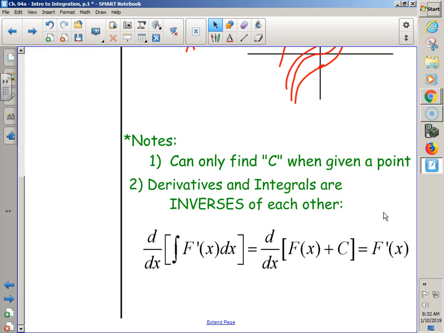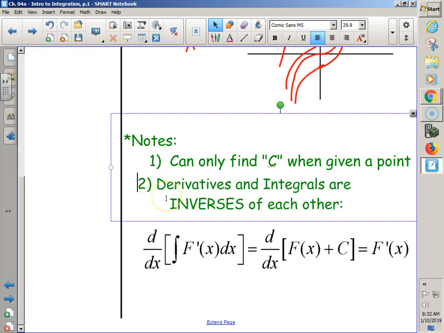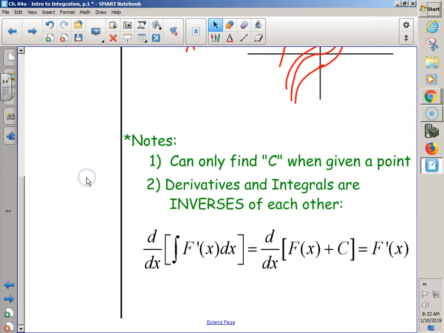At the bottom, something I've been referring to: you can only make c specific if you're given a specific clue. And number 2, something I've also alluded to with the word backwards: derivatives and integrals do have an inverse relationship. The derivative of the indefinite integral, you're going to end up with f prime. You're going to end up with the integrand, or the inside. There is an inverse relationship. When we start getting to definite integrals, it gets a bit harder. But for right now, a derivative and an integral do undo each other, which is one of the reasons that we'll go backwards with integration.